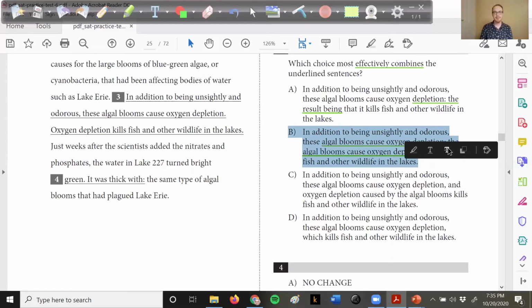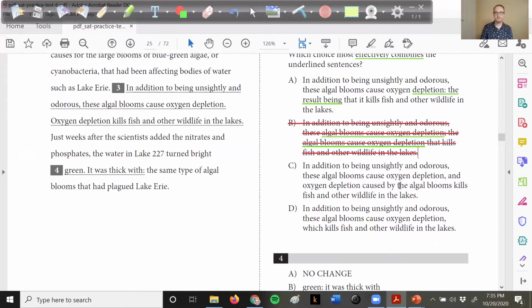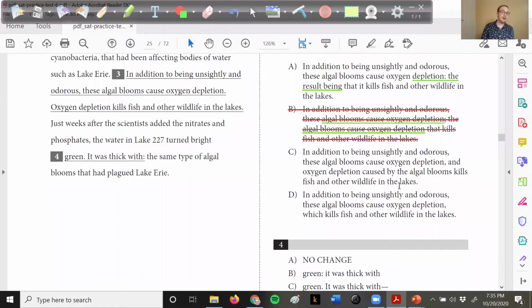If you're gonna combine a sentence, why repeat words? In addition to being unsightly and odorous, these algal blooms cause oxygen depletion, and oxygen depletion caused by the algal blooms kills fish and other wildlife in the lakes. This is just guilty of the same exact crime as option B, only they at least shuffled it around a little bit. Algal blooms cause oxygen depletion on one side of the comma, and oxygen depletion caused by algal blooms on the other side. Doesn't speak to a very clear or concise passage.